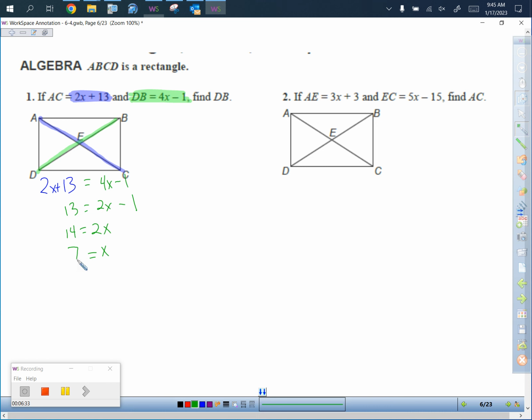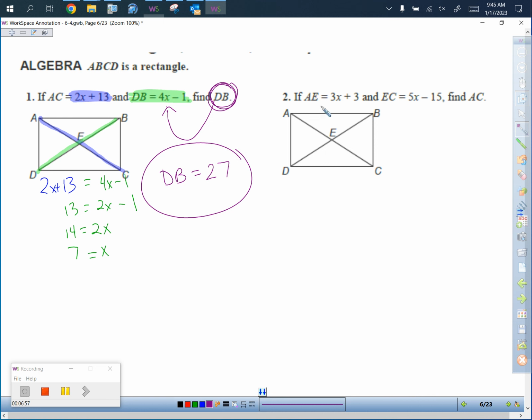Yeah. Then let's be careful and see what they want us to find. They want us to find the distance from D to B. Isn't that the whole green guy right here? Let's substitute 7 in for x. Let's do that mentally. What's 4 times 7? 28. Take away 1. Boom. Distance from D to B equals 27. How do you feel about that? Let's check out the next guy.